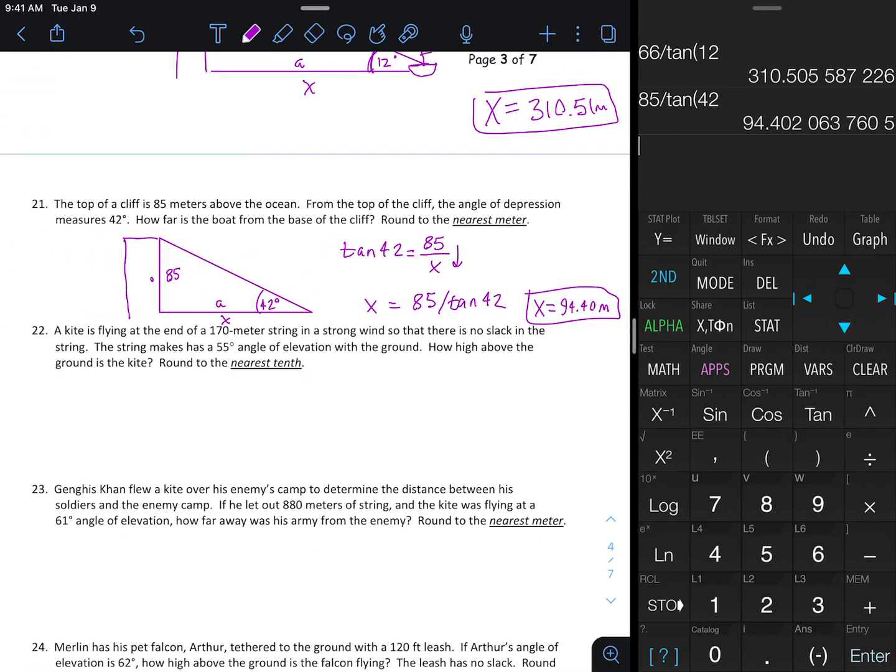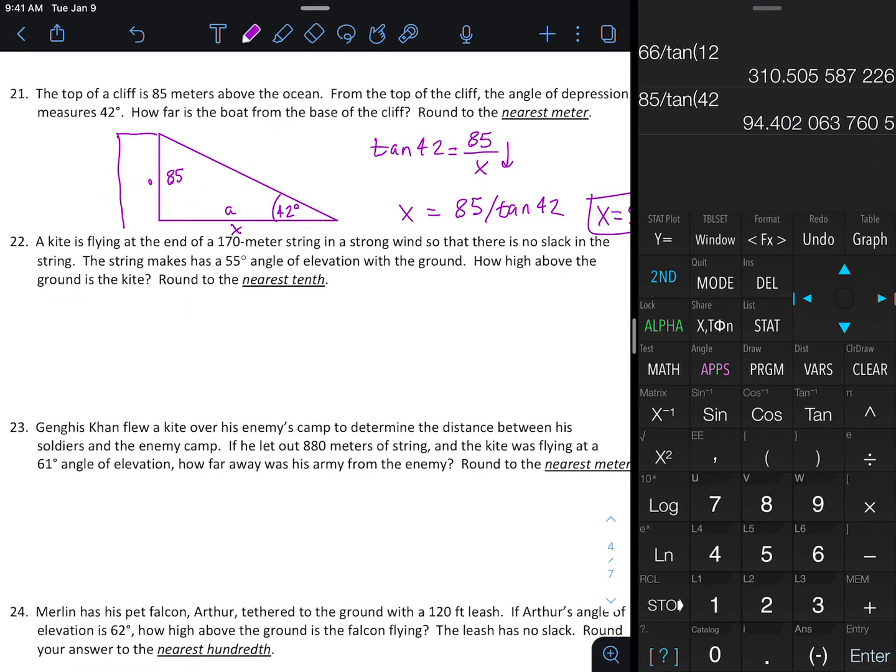Okay. Next one here, you got a kite flying at the end of a 170 meter string in a strong wind so that there's no slack in the string. The string makes a 55-degree angle of elevation with the ground, so I guess it's attached to the ground. How high above the ground is the kite? So let's say the kite is tied here on the ground, and then your kite's going up like this. And they are asking how high above the ground are you?